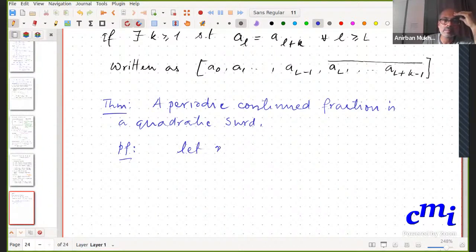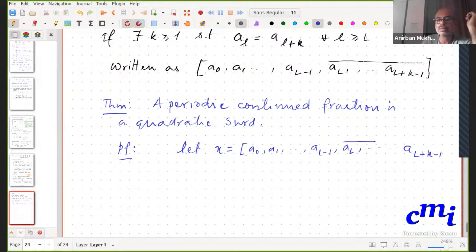So let x be a periodic continued fraction. We use the notation we already wrote above. So a_{L-1}, that's the non-periodic finite part. And then we have the repeating part, a block of length k. So it's starting from a_L, it should go up to a_{L+k-1}, and the bar notation denotes that this block of length k repeats.